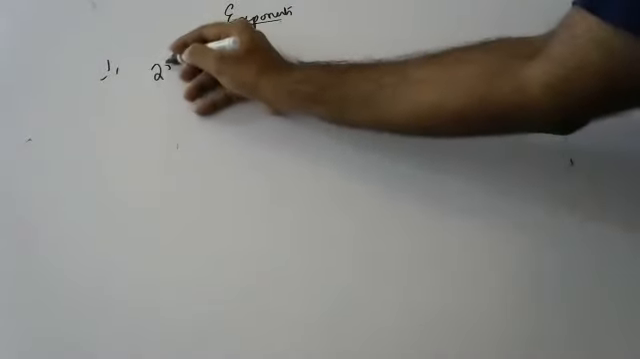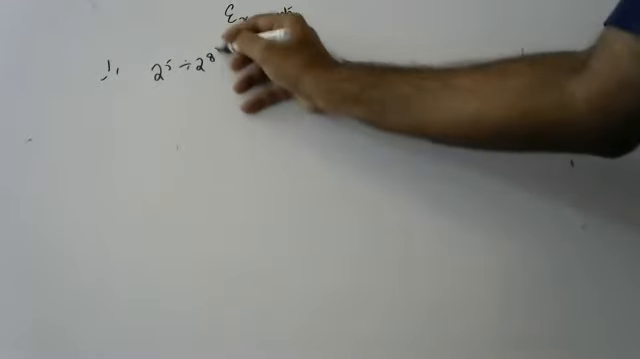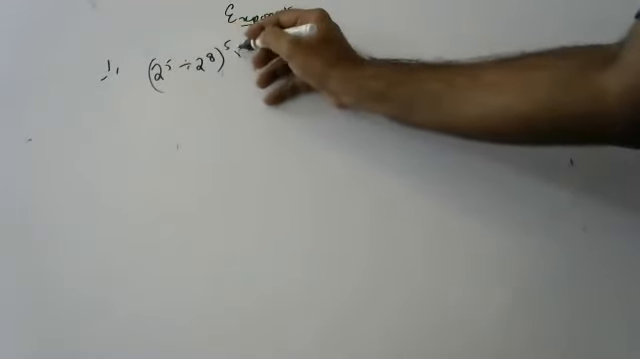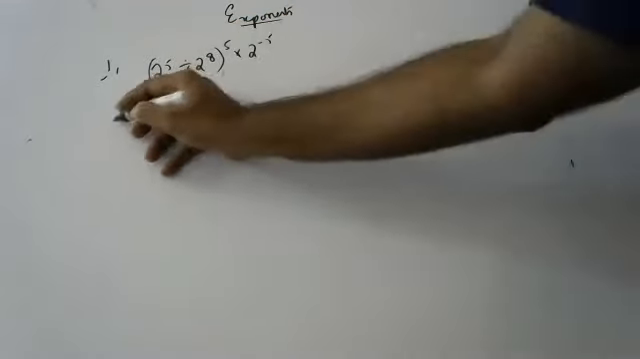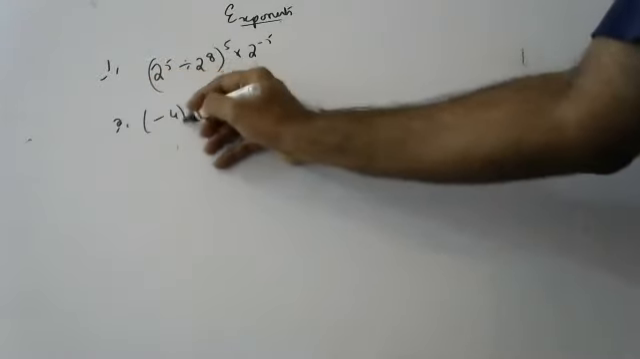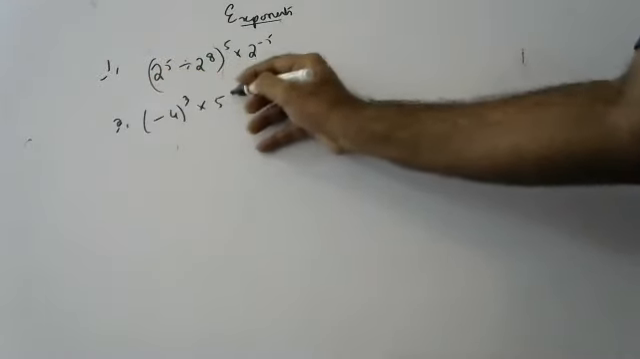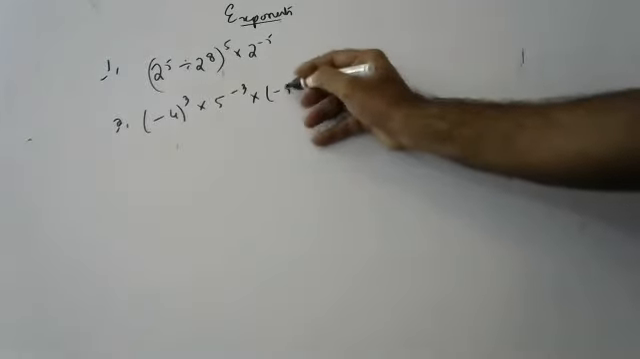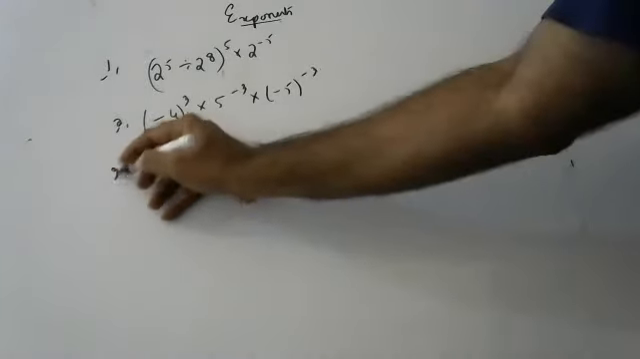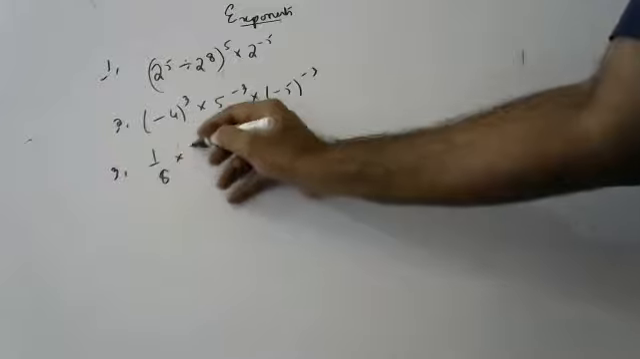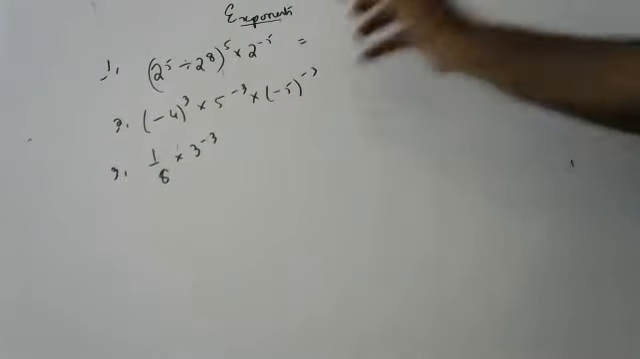2 to the power of 5 divided by 2 to the power of 8, into 4 to the power of 5 into 2 to the power of minus 5. Second one, minus 4 to the power of 3 into 5 to the power of minus 3 into minus 5 to the power of minus 6. Third one, 1 by 8 into 3 to the power of minus 3. This we have to do simplification.